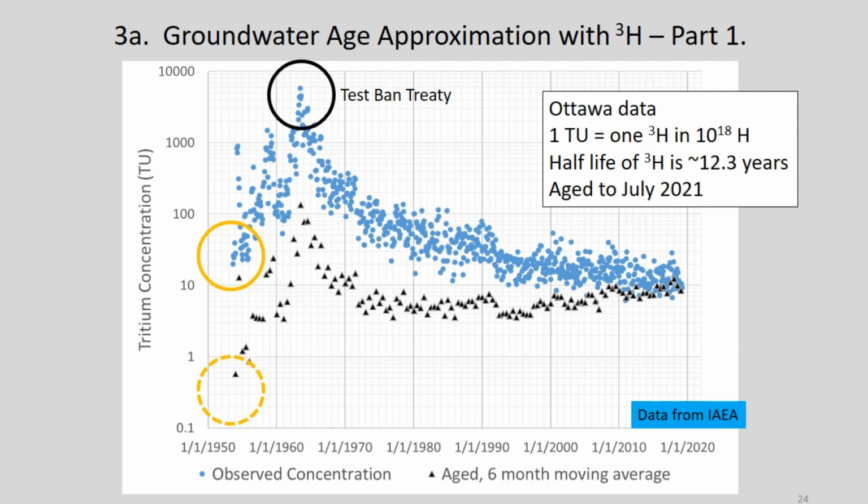The water from 1963, when the test ban treaty was signed, is now probably about 100 or so tritium units. And currently we're down here on the right side, where we're back to kind of normal tritium values, and you can see the aged tritium is about the same. So there's not much difference because there hasn't been time to change. So we use this to try to look at the groundwater and see where the observed tritium fits in. What could it be based on the input?